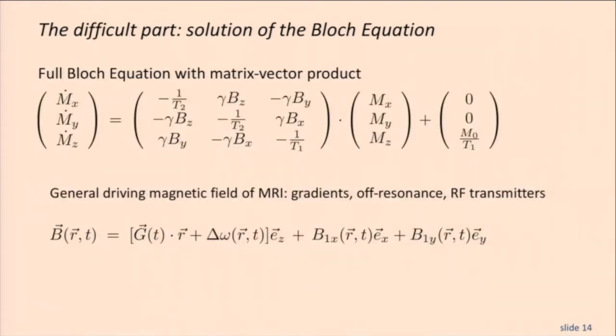So let's just quickly do the math. We want to solve this equation, the Bloch equation, a simple differential equation, but for this very general driving field, a magnetic field consisting of gradients, off resonances, and the excitation field. There's no analytic solution for this mathematical problem, at least not in the general case.